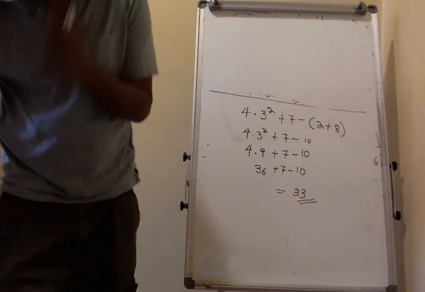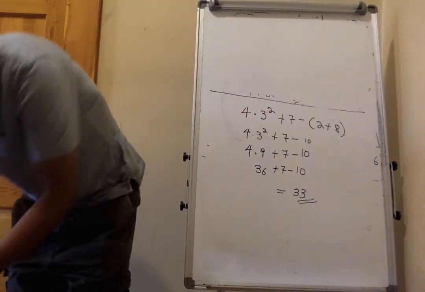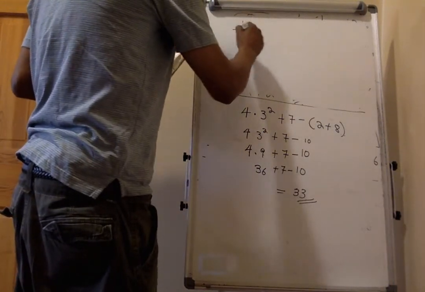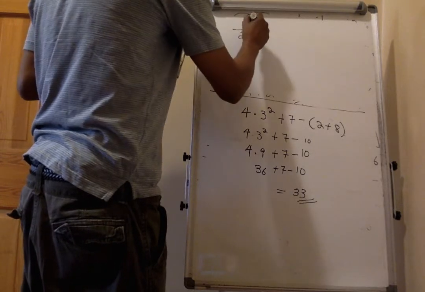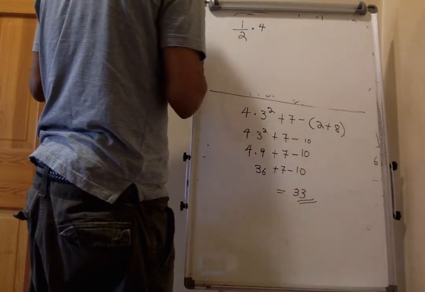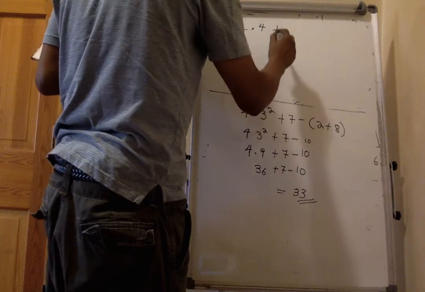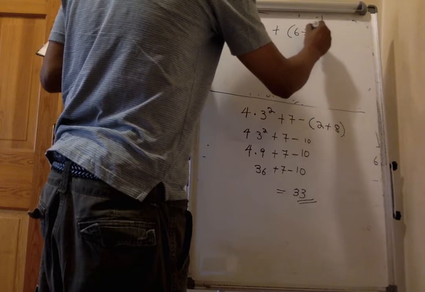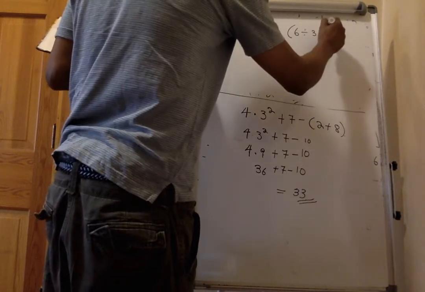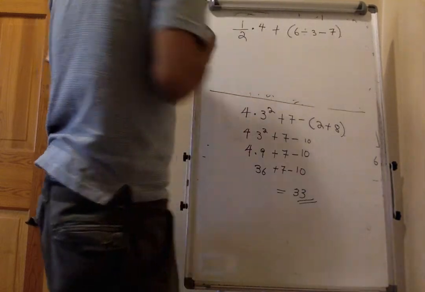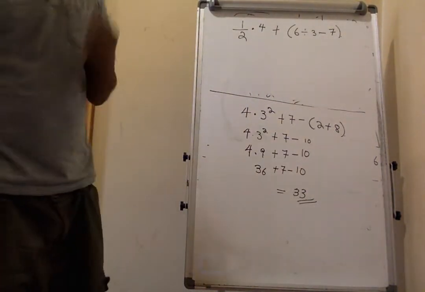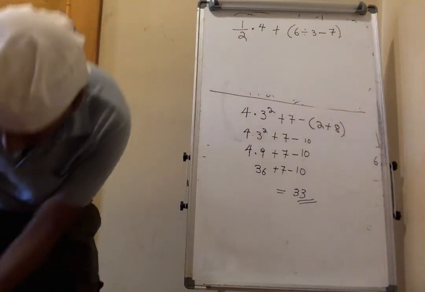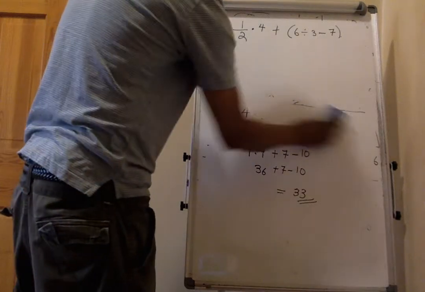Do another example. Times 4 plus 6 divided by 3 minus 7. Okay? Again, don't rush to do the work. Just see what comes first. What do you need to do first?